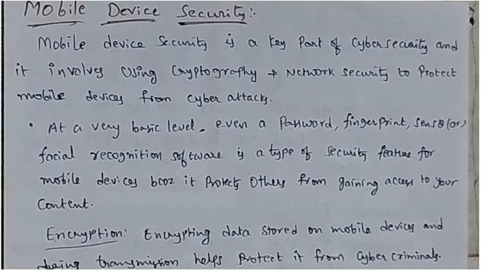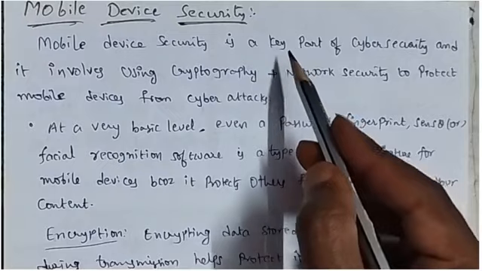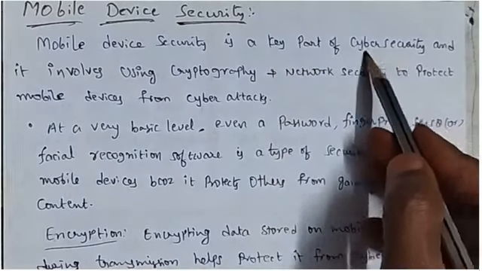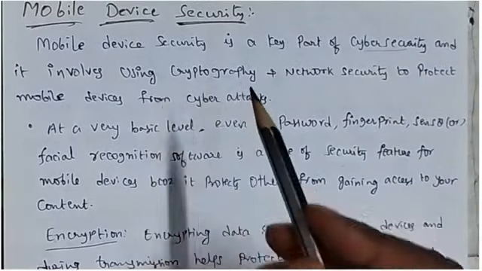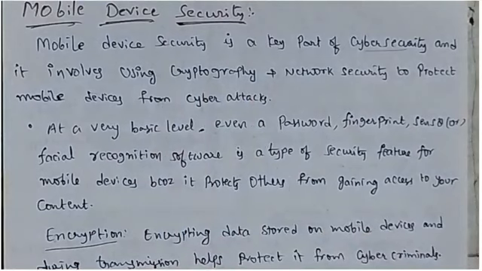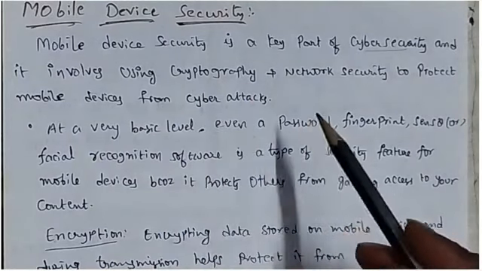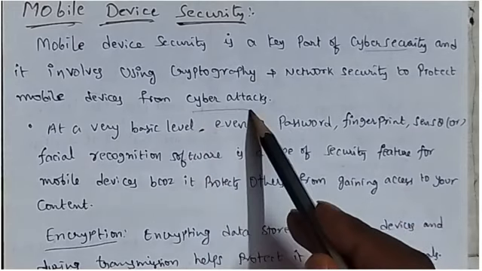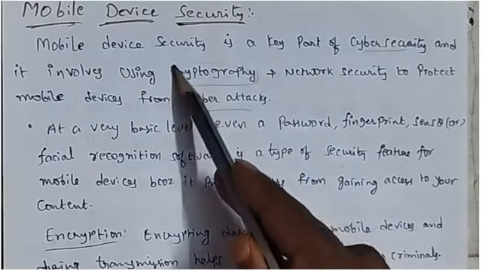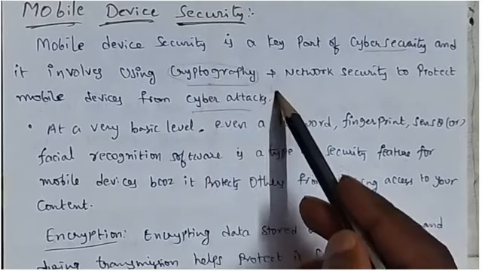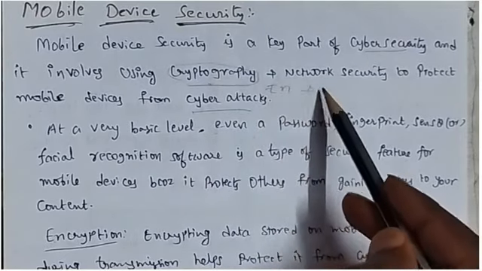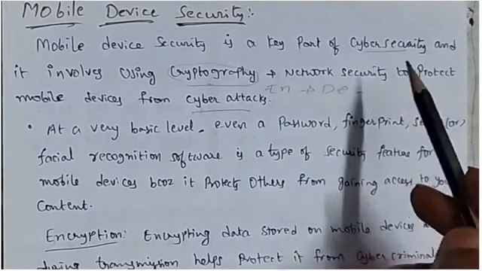Okay, what is the meaning of mobile device security? Mobile device security is a key part of cyber security, and it involves using cryptography and network security to protect mobile devices from cyber attacks. What is the meaning of cryptography? While transferring, the data is converted into encryption. At the receiver side, it is converted back by decryption.